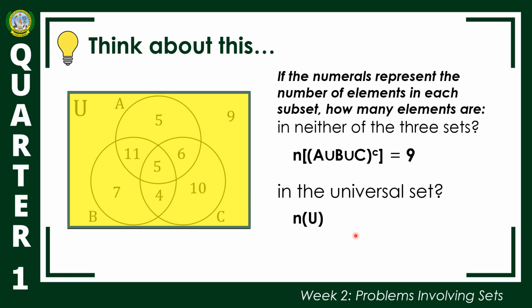Okay? So, meron tayong 5 plus 11 plus 5 plus 6 plus 7 plus 4 plus 10 plus 9, and that is equal to 57. There are 57 elements in the universal set.